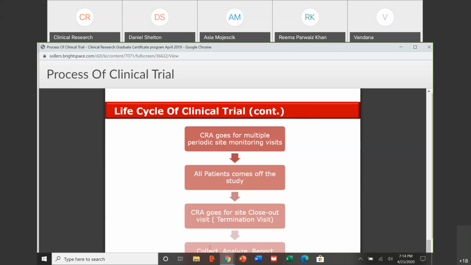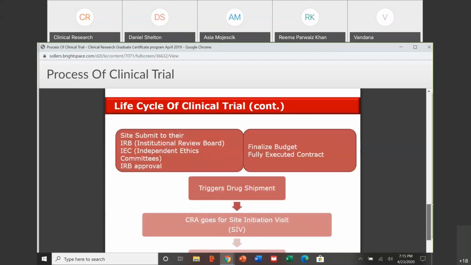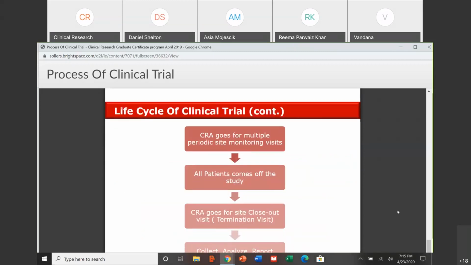Then the sponsor team will collect the data, analyze the data, and report the data to the FDA, asking permission to go to the next phase. Phase 1 starts with feasibility, ends with reporting the data to the FDA, and then phase 2 starts again with feasibility, searching for more sites, and ends with reporting the data to the FDA. So irrespective of the phases, each and every phase is called a clinical trial or a clinical study, and the whole process repeats. That is from feasibility to reporting the data to the FDA.